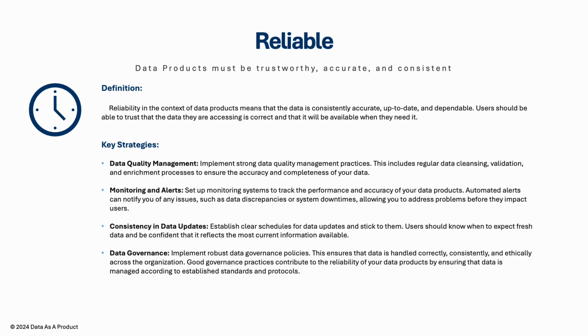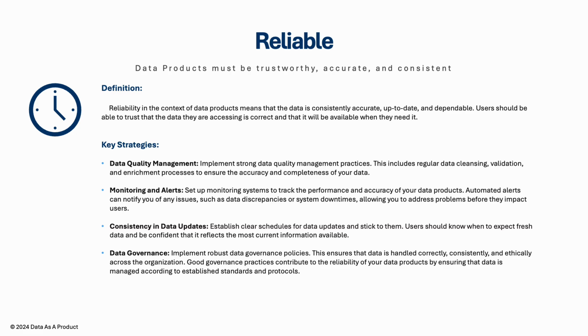and then you'll be able to proactively address problems before they impact downstream users. We need consistency in data updates. There should be clear schedules and SLAs for when data updates are going to happen, and we have to stick to them. Users should know when to expect fresh data and be confident that it reflects the most current information available. And fourth, data governance. It's important that we implement robust data governance policies to ensure that our data is handled correctly, consistently, and ethically across the whole organization. Good governance practices contribute to the reliability of your data products by ensuring that data is managed according to the established standards and protocols.